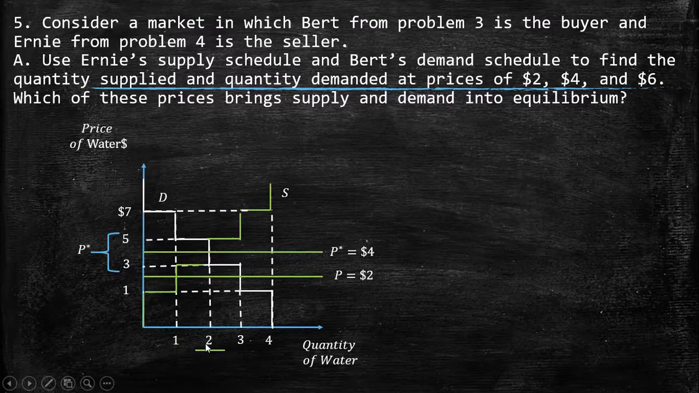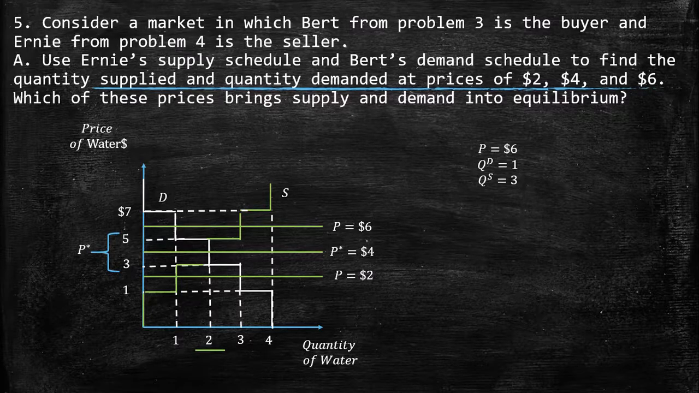When we have the price equal to 2, we have this quantity demanded and this quantity supplied. And for the price of 6, we have this quantity demanded and this quantity supplied. So as a summary, with the price of 6, the quantity demanded is going to be just 1, but the quantity supplied is going to be 3. So what's that? This is a surplus. You demand less than what is in the market. So this is a surplus, an excess of supply.